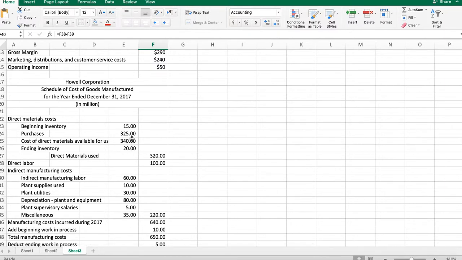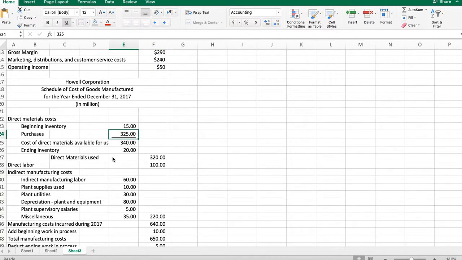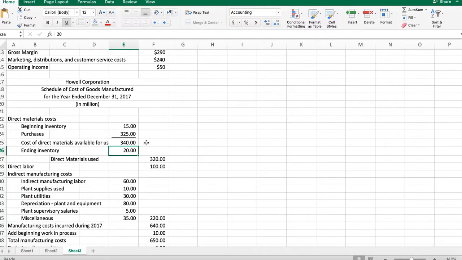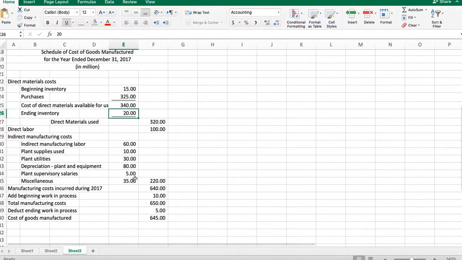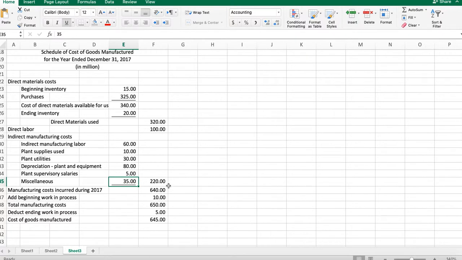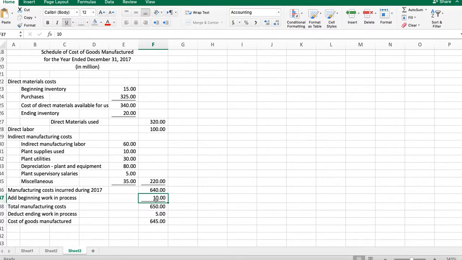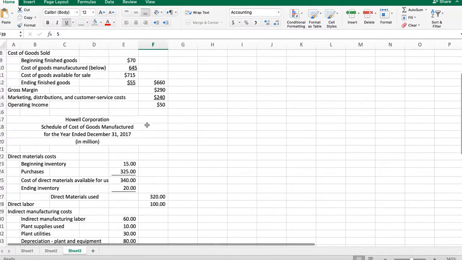And again, you might want to use some formatting just to make this look good, and it's easier to read also. That was part of what my problem was. I didn't format this well as I was going and caused problems for myself. Okay, so there you go. That's how we calculate it, cost of goods manufactured.